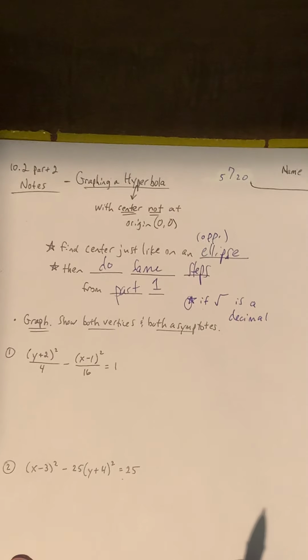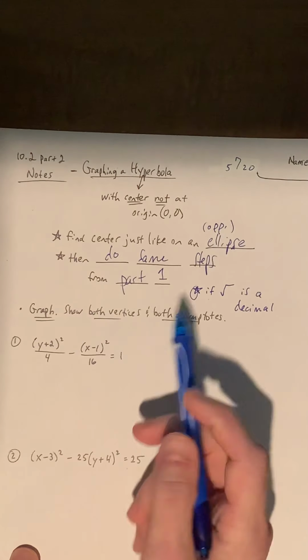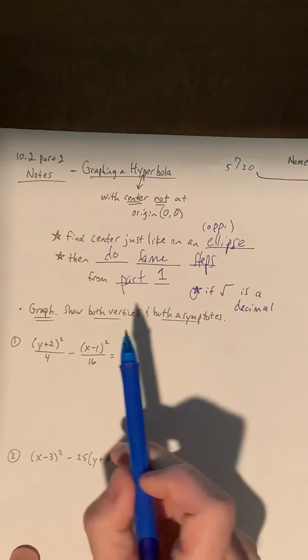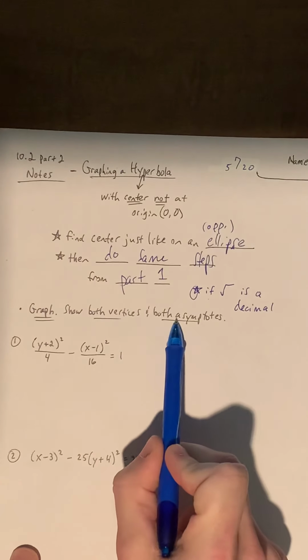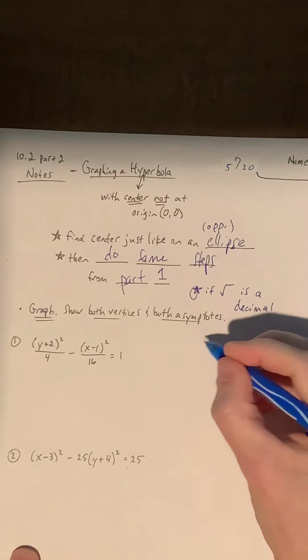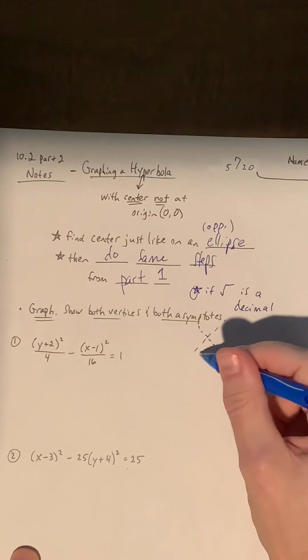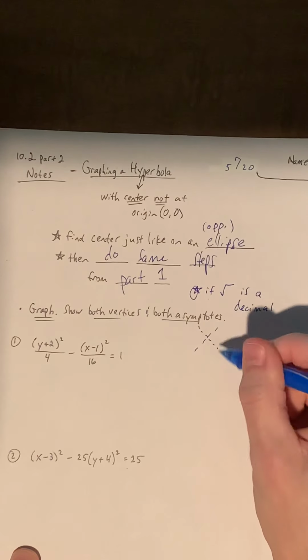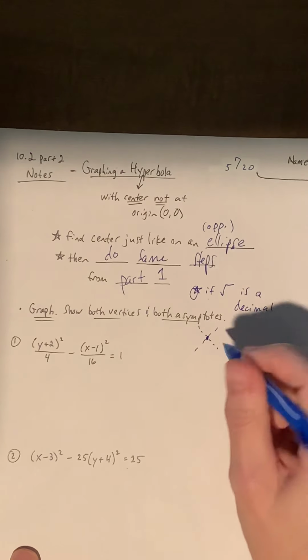All right, so here we go. Let's graph a few of these. When you graph these, I want you to show, first of all, obviously show the center point. Also show both vertices like you did in part 1. Also both asymptotes. Remember the asymptotes represent like an X going through the center point, wherever the center point is. Okay? All right, here we go.